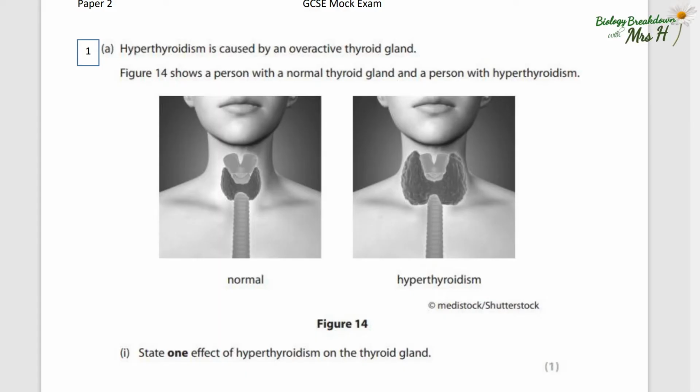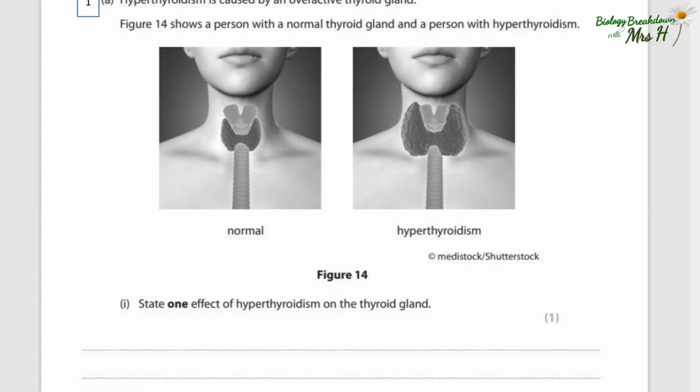Hyperthyroidism is caused by an overactive thyroid gland. Figure 14 shows a person with a normal thyroid gland and a person with hyperthyroidism. State one effect of hyperthyroidism on the thyroid gland. Well, you can have a look there. You can see that the thyroid gland has swollen.